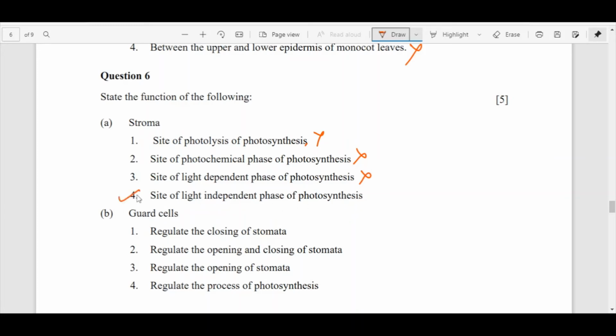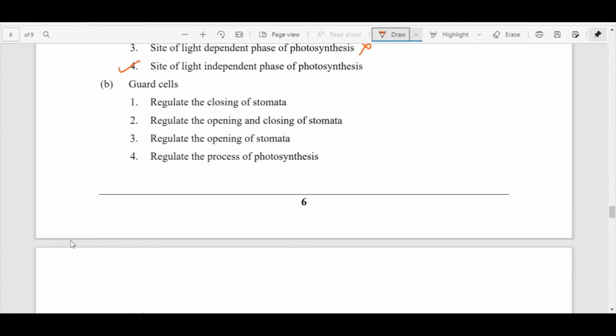Yes, absolutely right answer. Now moving on to the next one, that is number B, guard cells. Options are option number 1, regulate the closing of stomata. Number 2, regulate the opening and closing of stomata. Number 3, regulate the opening of stomata. Number 4, regulate the process of photosynthesis. This is wrong, this is wrong, this is wrong. The right option here is option number 2. Guard cells, they regulate both opening as well as closing of the stomata.